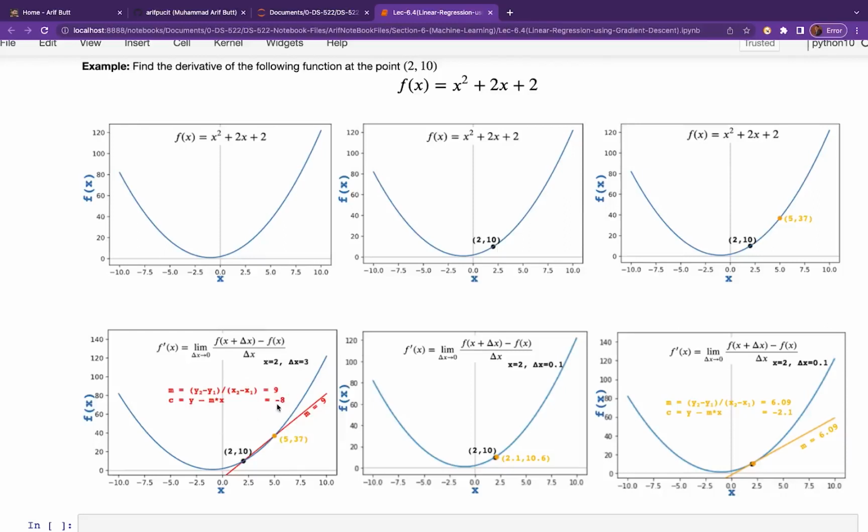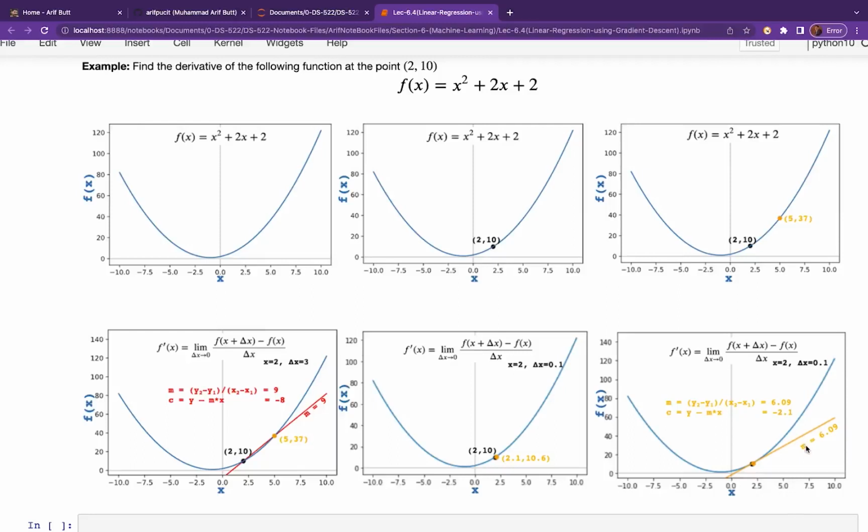I hope this is making sense to you. Now in this bottom middle graph, I have reduced the delta to 0.1. Over here the delta was 3 and over here the delta has been reduced to 0.1. So the points are 2 comma 10 and 2.1 comma 10.6. Well, in this right bottom graph now, I have once again calculated the slope and y-intercept of the line between these 2 points, which is almost the tangent line, having a slope of 6.09.